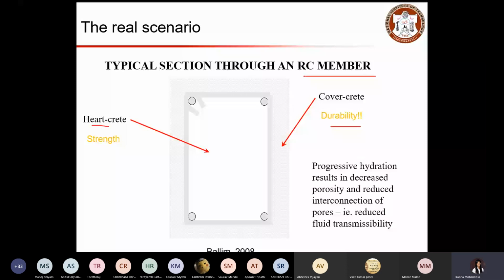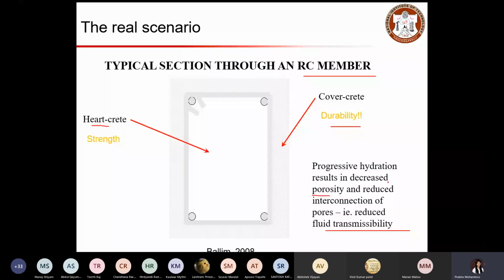In concrete we have cement, water, supplementary cementitious material, aggregates, all those things. For attaining hardness, your cement has to hydrate and bind all the materials together. Passive hydration results in decreased porosity and reduced interconnection of pores, that is, fluid transmissibility. In the previous lectures, we looked at how pores play a major role, as they govern the density of your concrete. As your cement hydrates, it fills the pores as much as possible, and when the pores are filled, your porosity gets reduced.